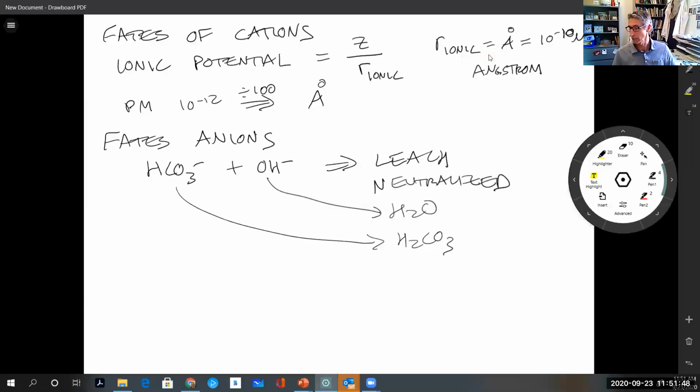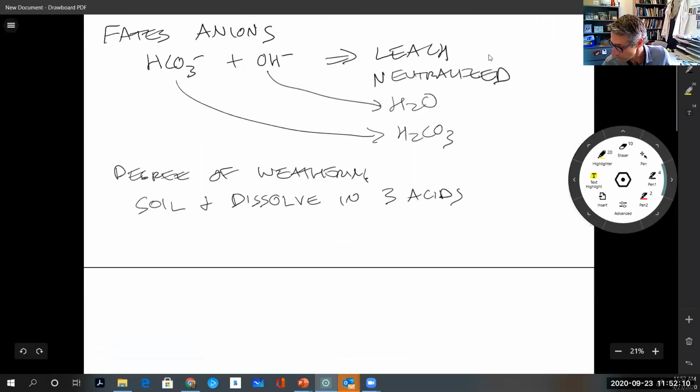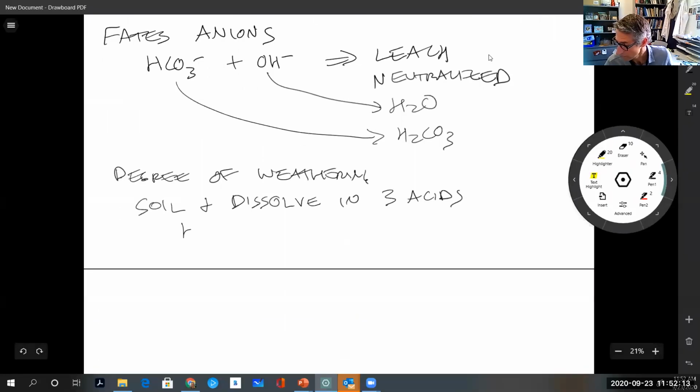When we're going to measure or assess the degree of weathering, we're going to take soil and dissolve it in 3 acids, right? And those 3 acids that we're going to use to dissolve the soil are hydrofluoric acid, hydrochloric acid, and nitric acid. So a combination of those 3. And when we do that, that can dissolve even the most stable mineral.